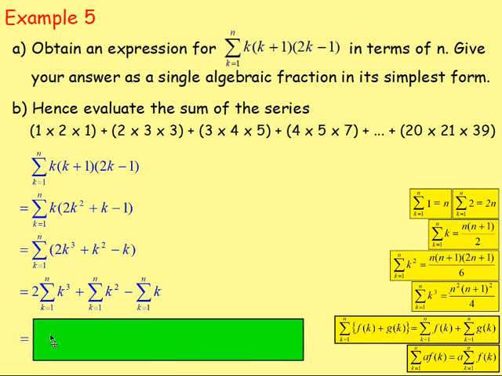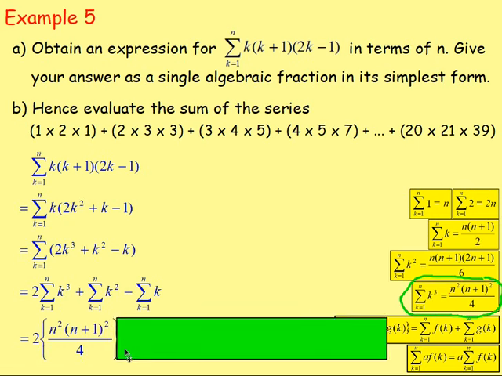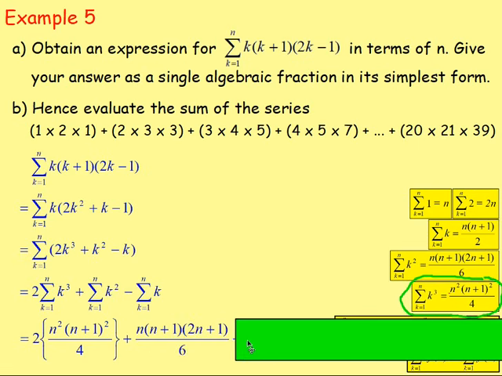So to do that, we would have 2 times the sum of k cubed going from k equals 1 up to n, just use the formula, you can see it just here. That'll be n squared times n plus 1 squared over 4. We're not replacing n with anything because it's just staying as n. We are adding on the sum of k squared, which is just here, n plus 1, 2n plus 1 over 6. And then we're taking away the sum of k, and the sum of k is n plus 1 over 2.